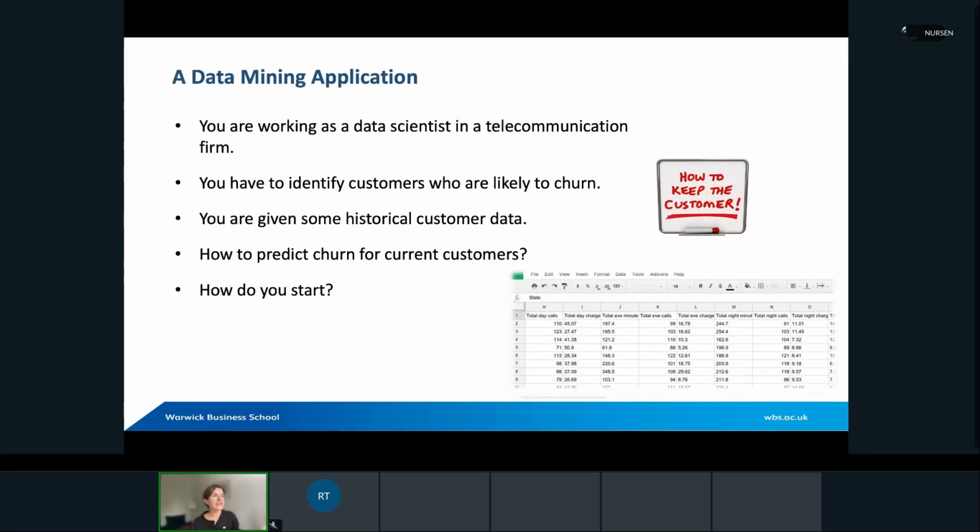Okay, great. Let's start thinking more about data mining. Let's look at an example of a real analytics problem. Imagine you are working as a data scientist for a telecommunication company, and this company is facing a customer churn problem, customer retention. So what do I mean? The customers do not renew their contracts at the end of their membership.